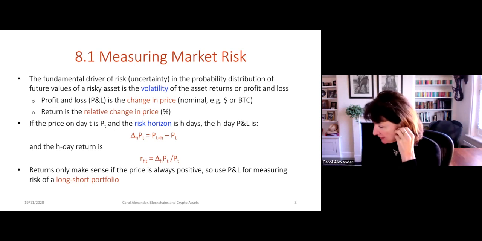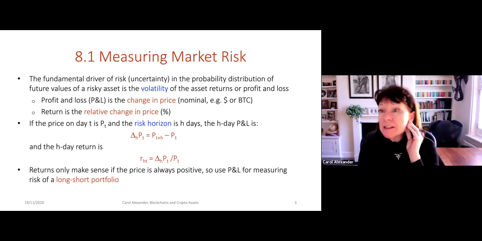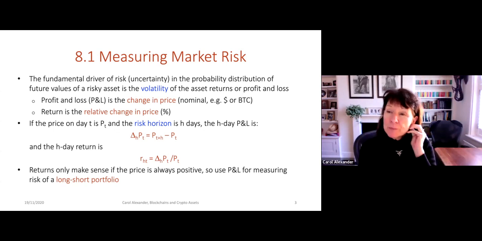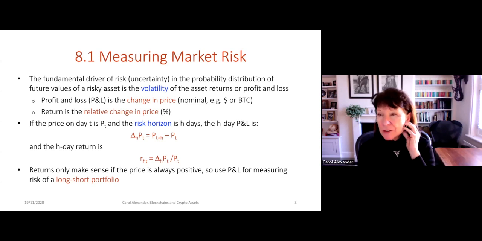If you're looking at the Bitcoin price of Ether and the Bitcoin price of Ripple, then your profit and loss would be in Bitcoin. But more often than not, at the moment, we tend to measure things in dollar prices whenever we can, so your profit and loss would be in dollars. But the return is the relative price.